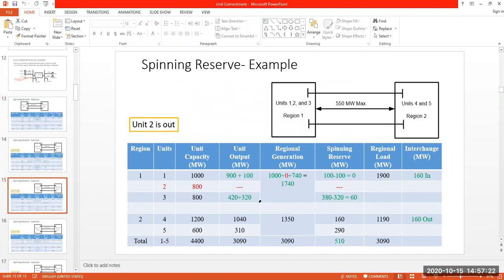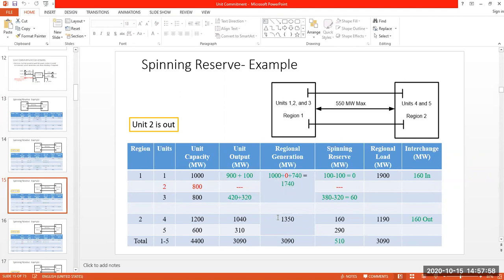So this is what is done. I'm taking 100 from unit number 1. So there's no spinning generation. My previous generation in the first slide of the example was 900. So I'm adding the remaining 100 available from the spinning reserve. So now the spinning reserve remaining is 0, and the missing generation is 420, so I need another 320 here. So this and this add up to the missing generation. I add these 900 and 100, so this becomes 1000. I add this 420 plus 320, so it becomes 740. So total is 1740.